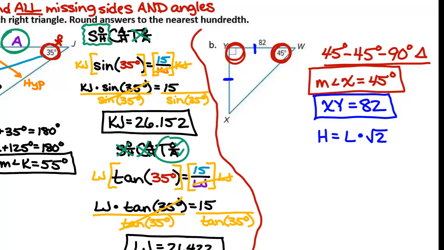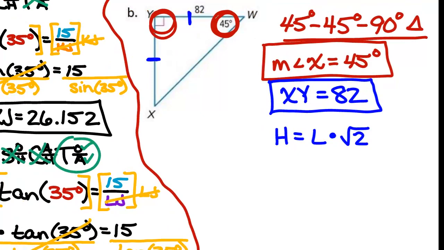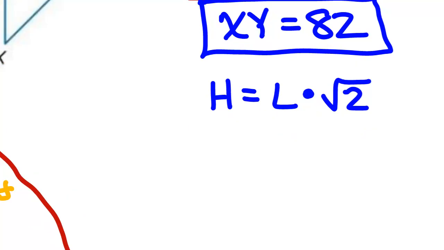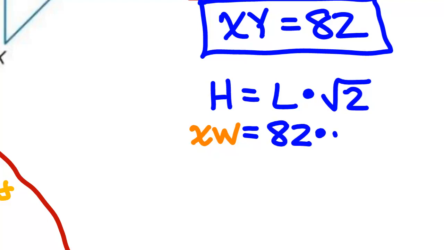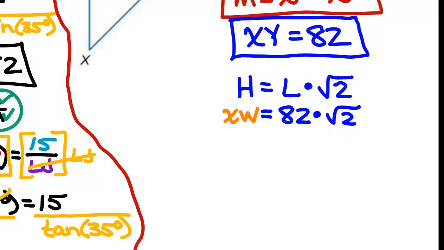This is an isosceles right triangle. It's a 45, 45, 90. When we have 2 angles that are the same, that means 2 sides are the same. And it's never going to be the hypotenuse because the hypotenuse is always standalone the biggest. We don't know our hypotenuse, that's XW. But we do know the length of both of those legs is 82 times the square root of 2. So XW is equal to 82 radical 2.